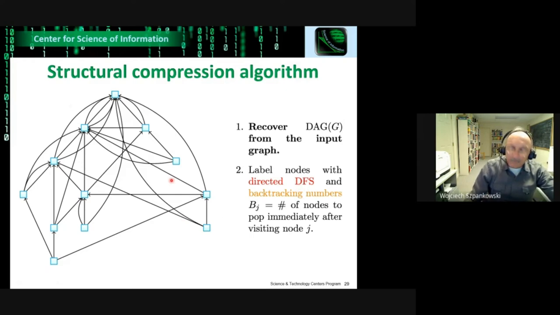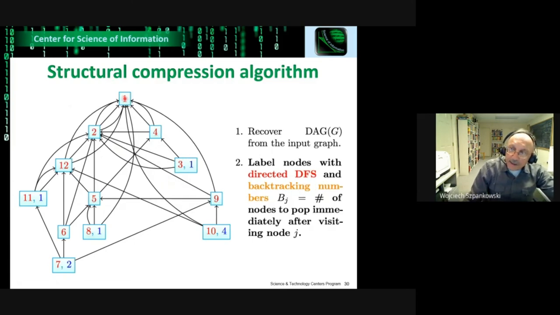Here is what I will do. I will do DFS, depth first search. From this node, I go through this edge to two, then through this edge to three, but I get stuck, so I have to backtrack. I'm storing the blue number, the backtrack. I go back and then I can go to four with no backtracking, five, six, seven. I got stuck and cannot go anywhere, so I have to backtrack: two, six, five, then I can go to X, backtrack, and so on. So every node has two numbers: the red number, the DFS depth first search number, and the blue number, which is the backtracking number. If I have this, how am I going to compress?